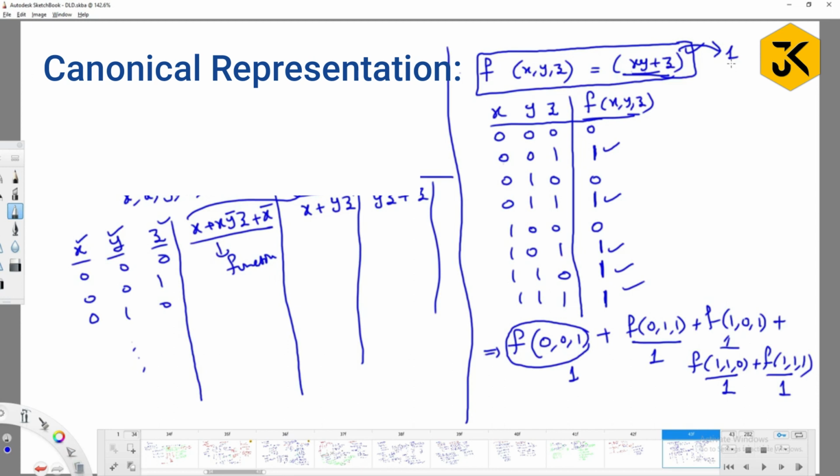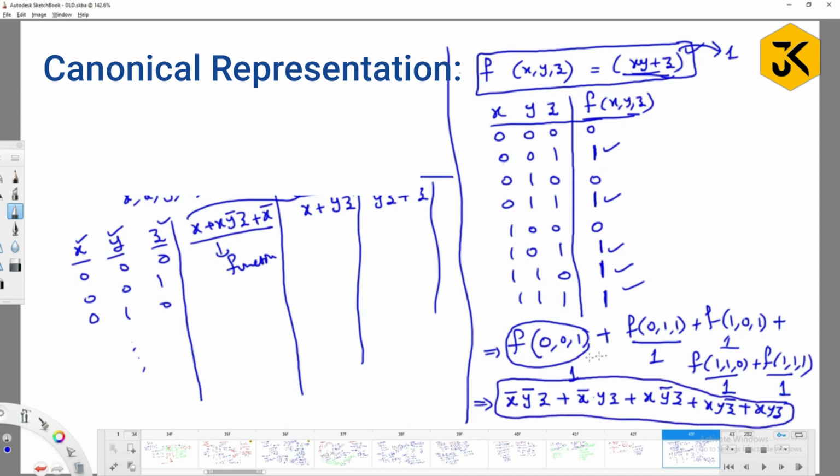right? In another form, the same expression you can write like this, right? 0, 0, 1 means what? I can write it as x bar, y bar, z, plus 0, 1, 1 means x bar, y, z, plus x, y bar, z, x, y, z bar, x, y, z. This is the final equation that you are going to get when you solve this equation. Now try to observe, these two are equivalent. If you solve the complete expression, you will get again x y plus z only. That is the meaning of this.